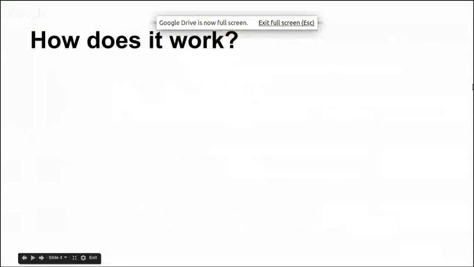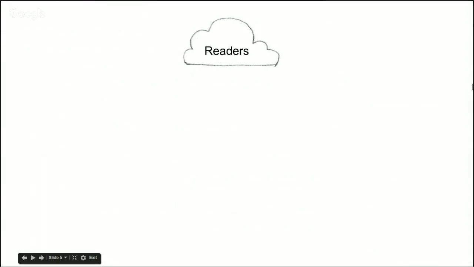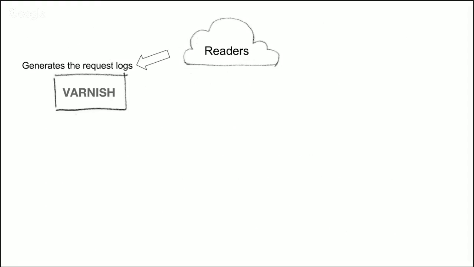And how does it work? So I've made a small diagram. Imagine this is the readers of Wikimedia sites. They access our MediaWiki system and hit the caching layer, which is Varnish. Varnish responds to the requests, but at the same time generates a lot of request logs.